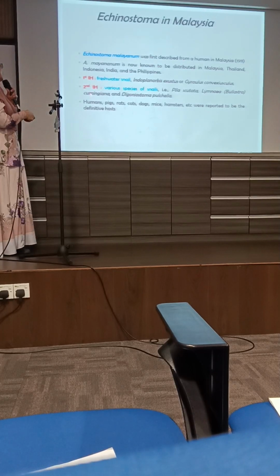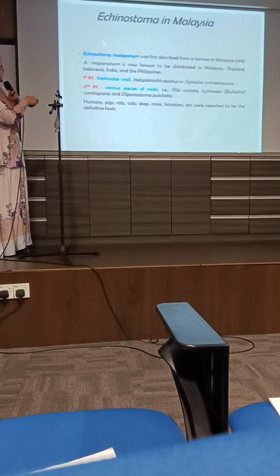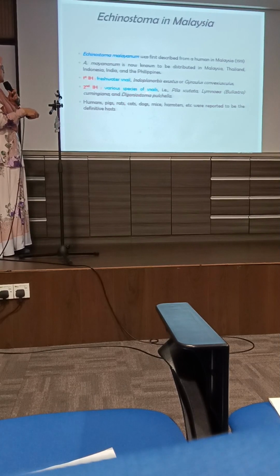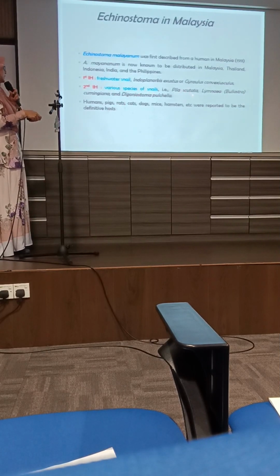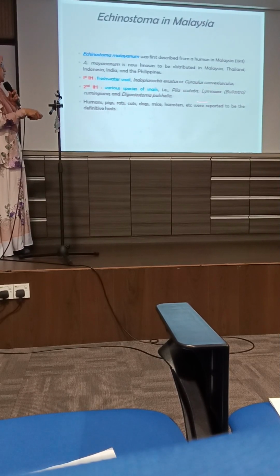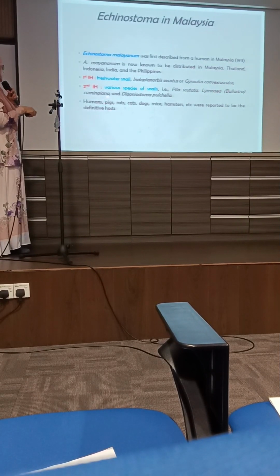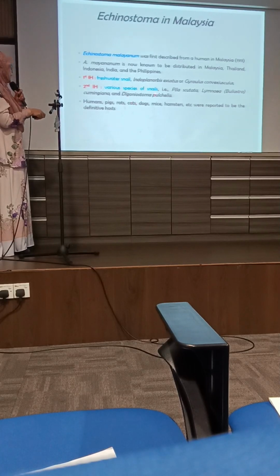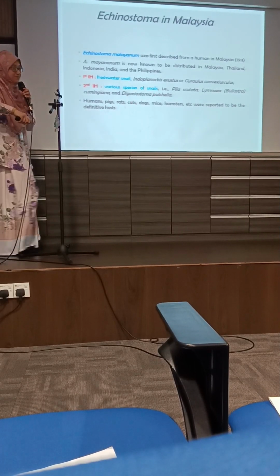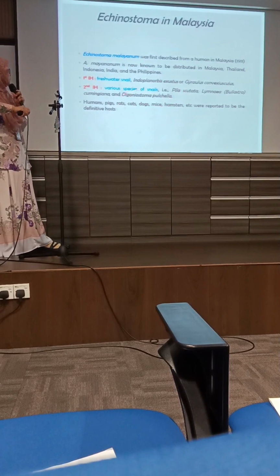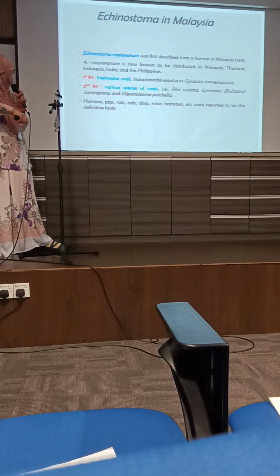Okay, so second intermediate host for Echinostoma malayanum is various species of snails. Pilas cutata limnea. Limnea ni biasanya untuk first intermediate host untuk Fasciola. Kumingiana. Echinostoma pulchella. Tak tahu lah sebutan macam mana. Tak siapa lah yang bagi nama dia. Wallahualam sawak lah. Orang Perancis kot.